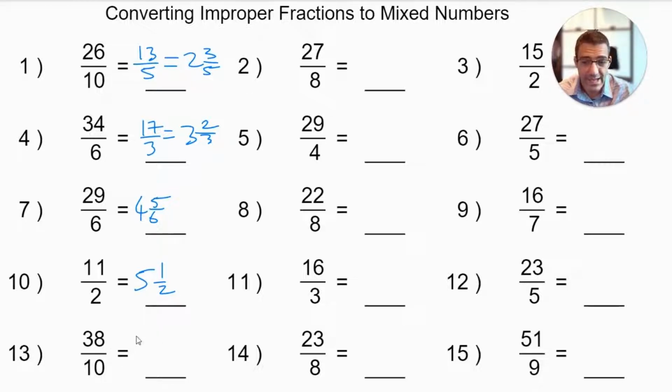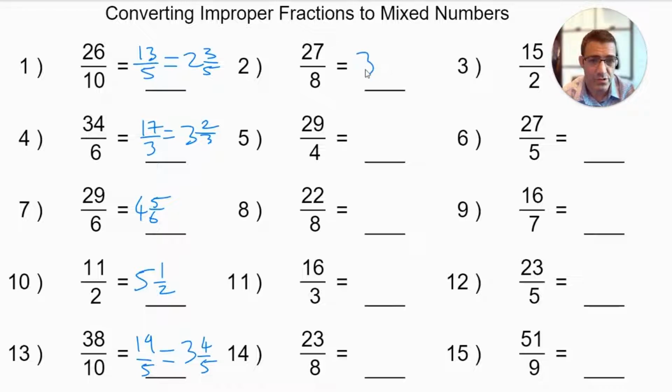38 over 10. This is even over even. So this is 19 over 5. And then I change the 19 into a 15 over 5, which is a 3. And if I have a 3 here, then I'm left with 4 over 5. And if you do this right, you should always have an actual fraction that's less than 1. So if I was left with 6 over 5, I would know that I made a boo-boo and did it wrong. 27 over 8.